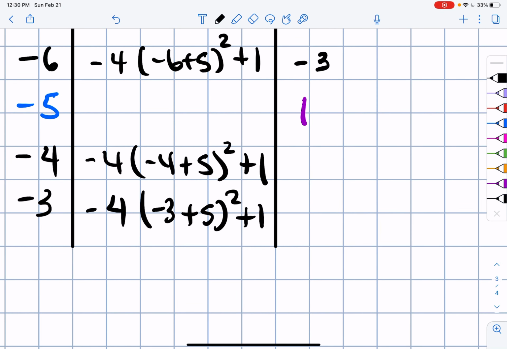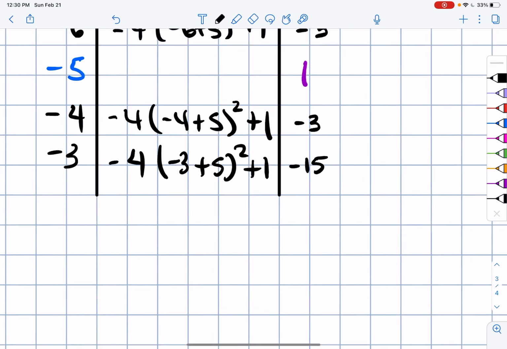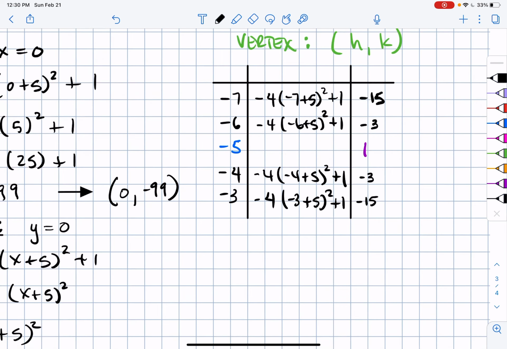And then -4 plus 5 is a +1. Square that, still +1 times the -4. -4 plus 1 is still -3. And then here, -3 plus 5 is a +2. +2 squared is +4. +4 times -4 gives you a -16 plus 1 gives you a -15. So now you have points that you can actually graph, right?